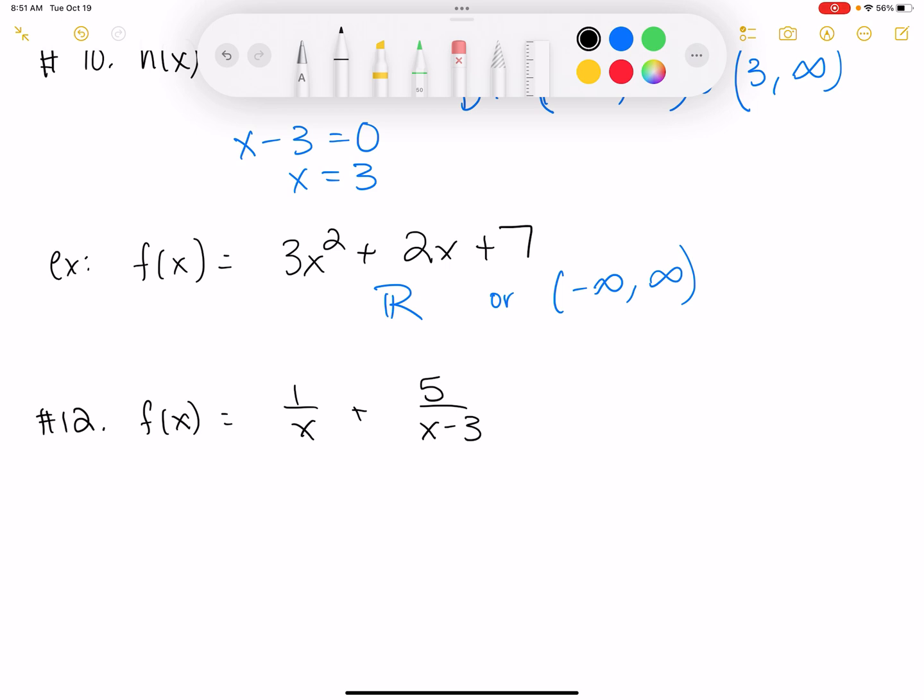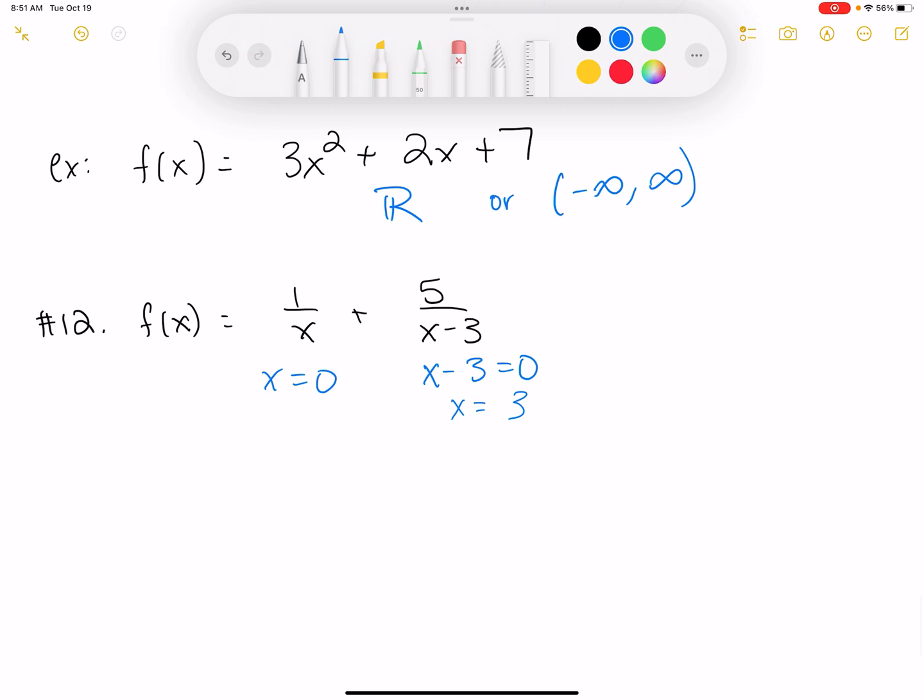So I would have something like x is equal to 0, x minus 3 is equal to 0, so x equals 3. So I can't have x to be 3, and I can't have it to be 0. So I'm going to be all numbers except for that. So this one's going to be an interval that has 3 pieces to it. So negative infinity to 0. Okay, and these always have to be in number order.